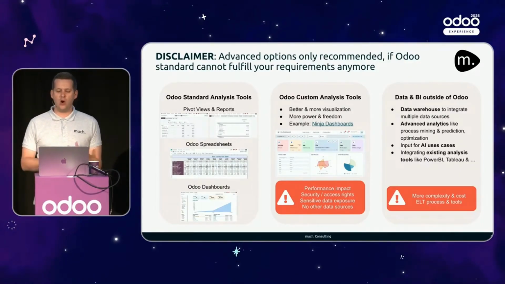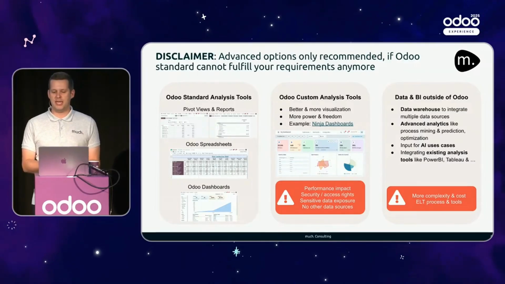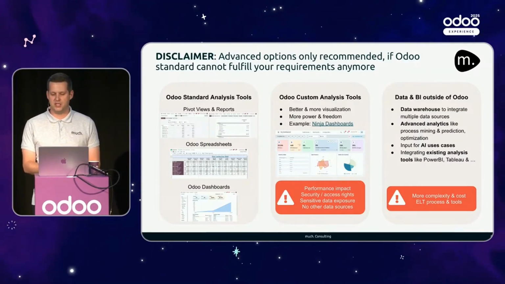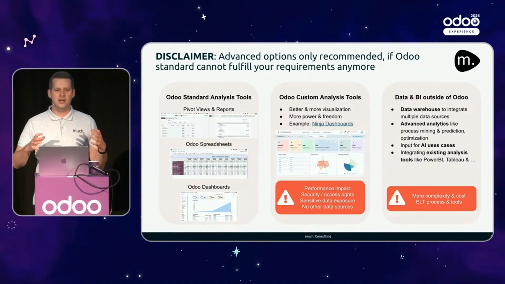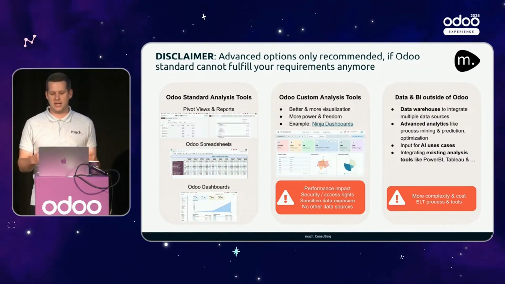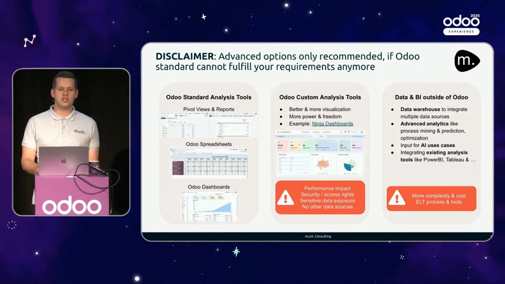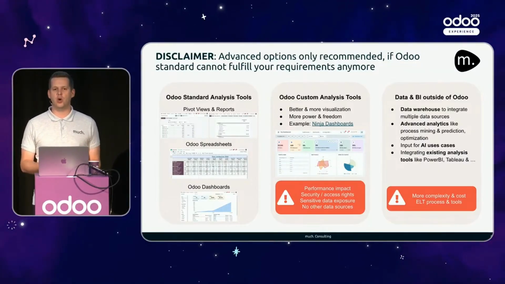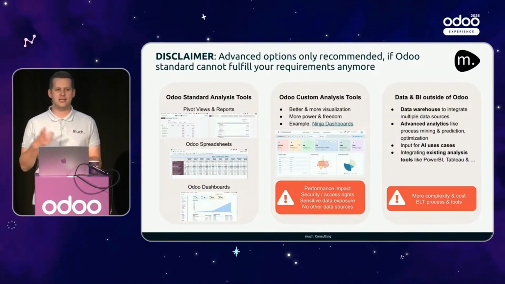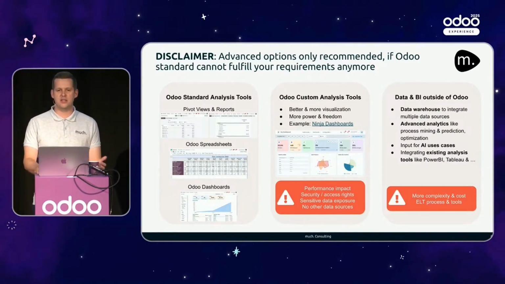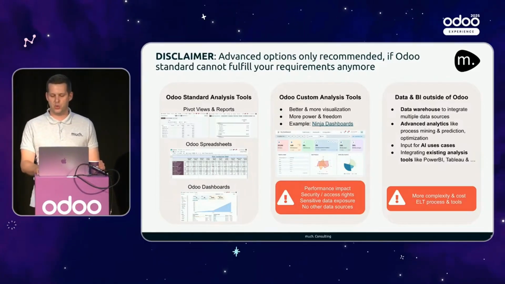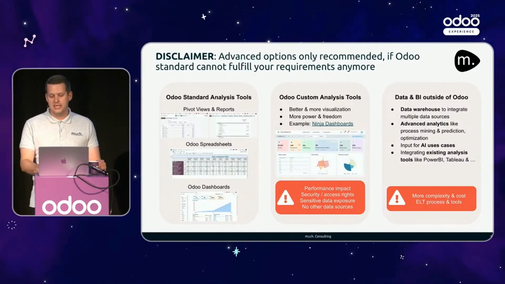Where you will always need it is if you want to bring multiple data sources together, if you want to do advanced analytics, for a lot of the more advanced AI use cases that want to load all your data many times a day, and obviously also if you are working with a large organization that already has Power BI, Tableau, Data Studio, and wants to bring the Odoo data there. For these reasons, there's nearly no other way to do it than the ones we're going to present.